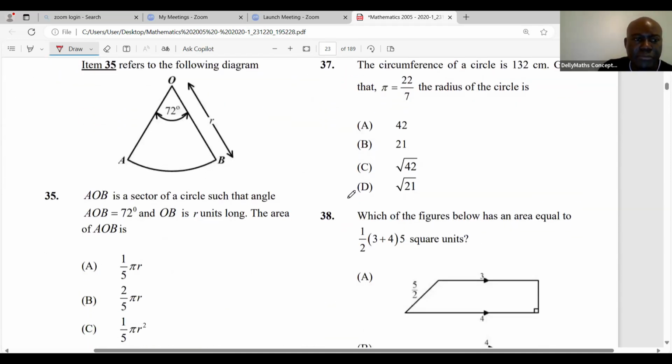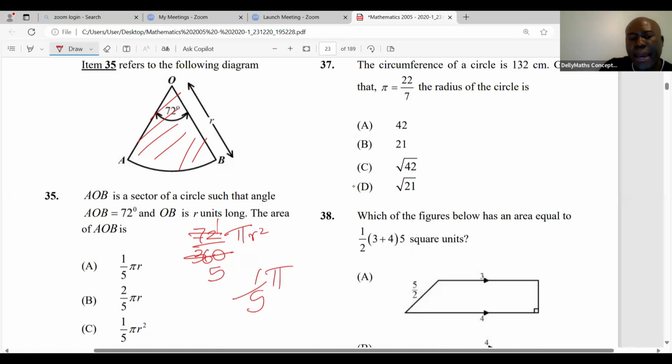So 35 says here, AOB is a sector of a circle such that angle AOB is 72 and OB is a radius, right? We want to see the area of this section here. The area of it is to put that central angle out of the 360 degrees. So we're representing it as a fraction times the area of that circle, which is pi r square. 72 into 72 is 1, 72 into 360 is 5. So this is actually 1/5 pi r square, and it is at C. So 35 is actually C.